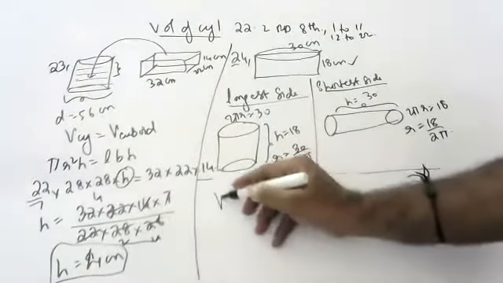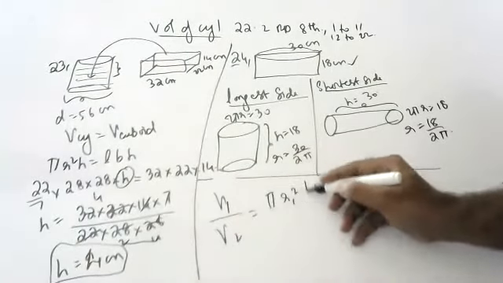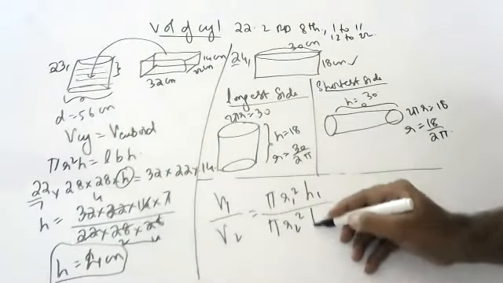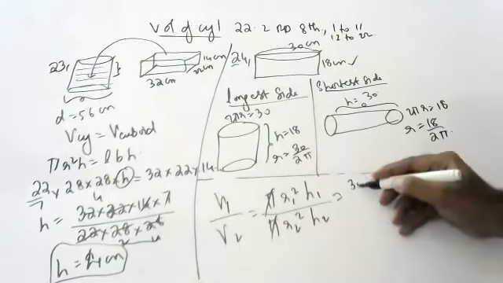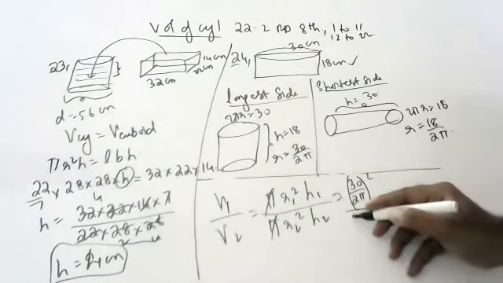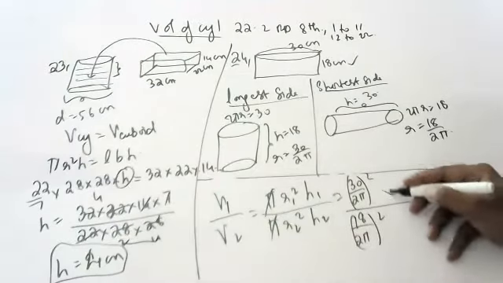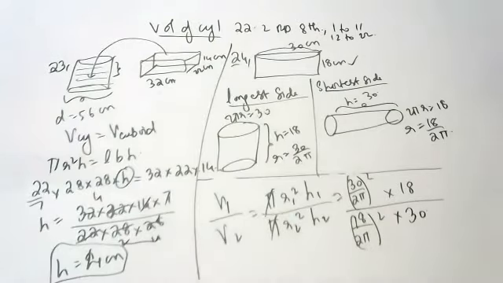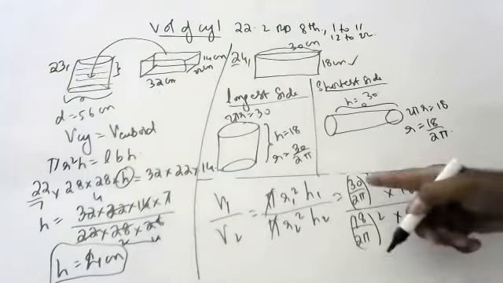Volumes: V1 by V2 is pi r1 square h1 by pi r2 square h2. So pi is cancelled. How much? 30 by 2 pi whole square, by 18 by 2 pi whole square. H1 is how much? 18. H2 is 30. Now let's simplify this. So anyway, this will become 30 square.